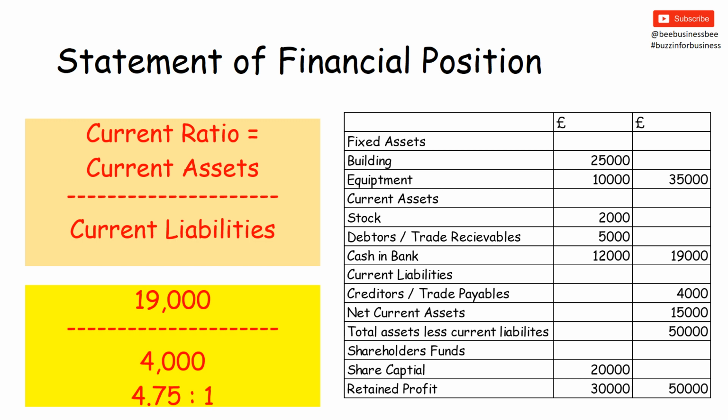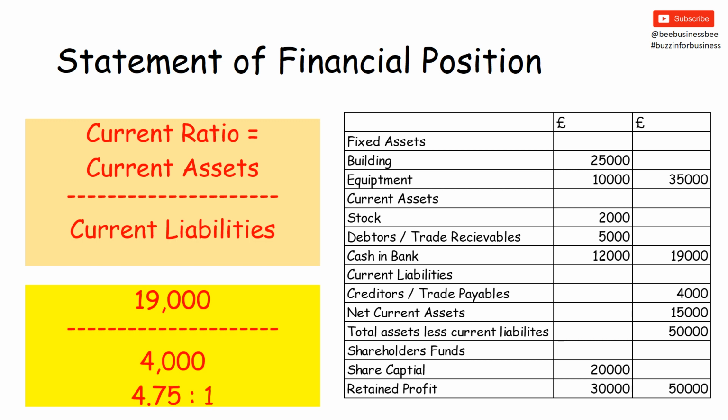4.75 to 1. Now you're probably thinking, why have I put it to 1? And what does 4.75 to 1 actually mean? Well, 4.75 effectively means I have £4.75 in current assets for every £1 of current liabilities that I have. So in other words, if I was to shut the business down today and have to pay off all my debts, for every £1 of debt I've got £4.75. So I've got an ample amount of money to be able to pay off my current liabilities.